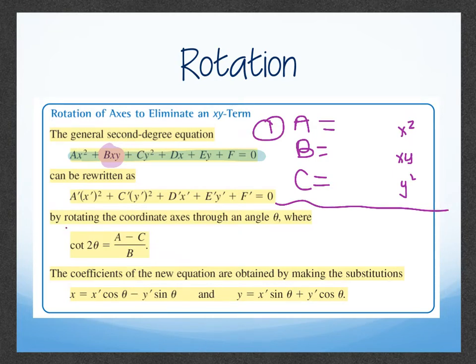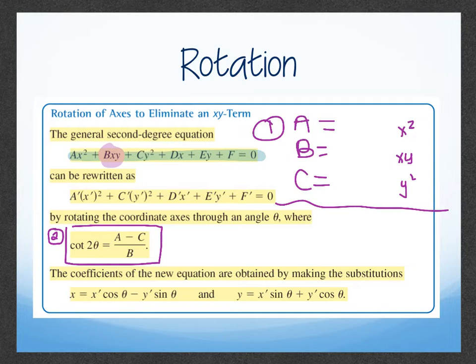Then you're going to find what theta is by using that little formula. The cotangent of 2 theta equals A minus C over B. Is that set in stone? Yep, in stone. From there, you'll get a theta, and that theta is the rotated angle. So if that theta is pi over 2, we will rotate it up to pi over 2 and turn it back to graph it. If that theta is pi over 4, we'll rotate it up to pi over 4 and rotate it back to graph it.